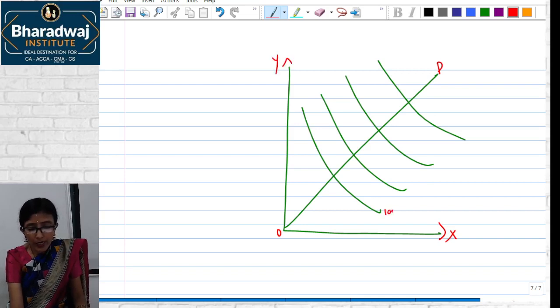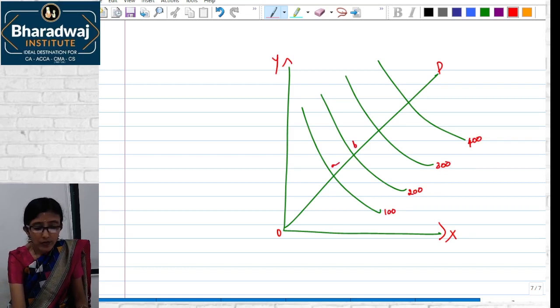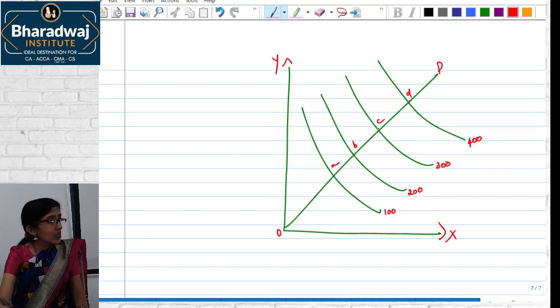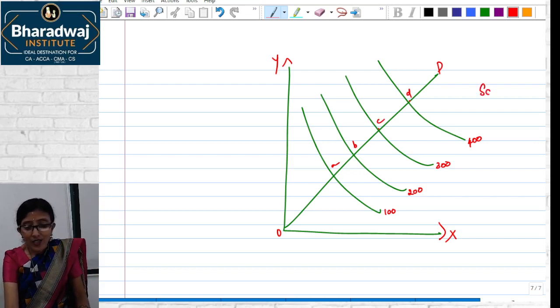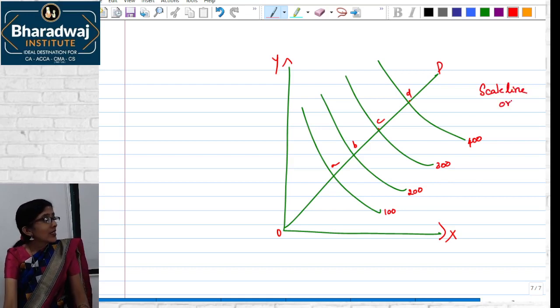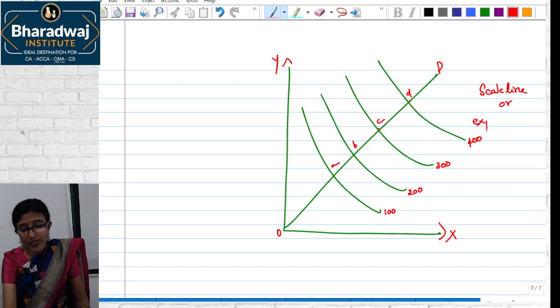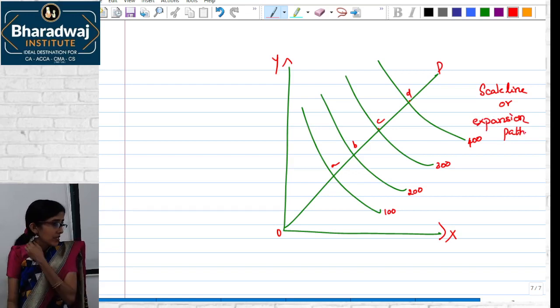Do you remember something like this we did? The question is, what is this line called? Scale line. The other name is scale line or expansion path. Fantastic. It's a technical question you answered. Very good.